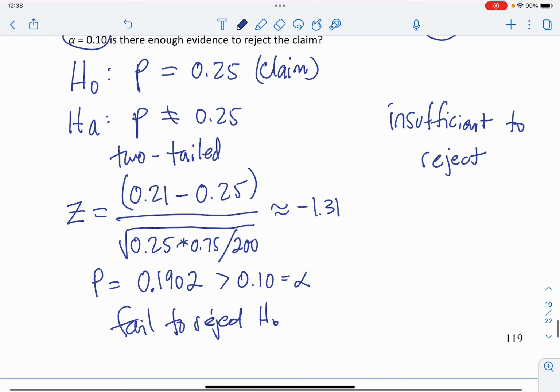Okay, so that's a good stopping point. That's the p-value method for proportion hypothesis testing. In the next video, we'll finish up 7.4 with some rejection region methods, and then that'll complete chapter 7.